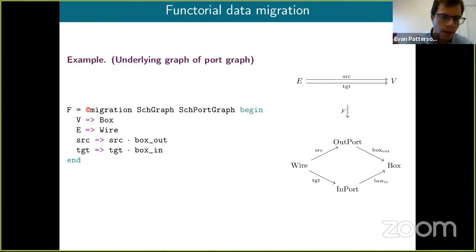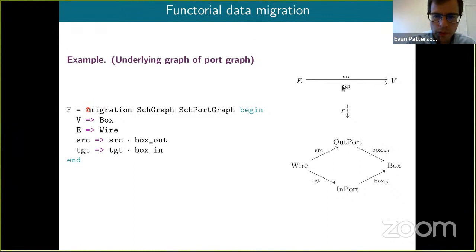And we can think that every port graph has an underlying graph that's given by forgetting about the ports. And this transformation can be expressed using a pullback data migration, where the mapping is maybe clear from the picture, but is also depicted in the code interface that one could use in Catlab on the left.